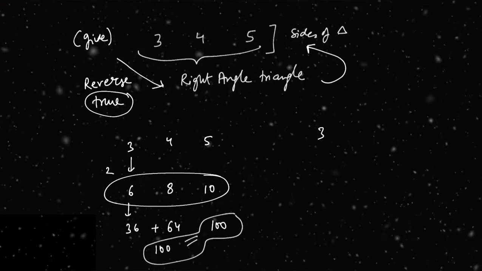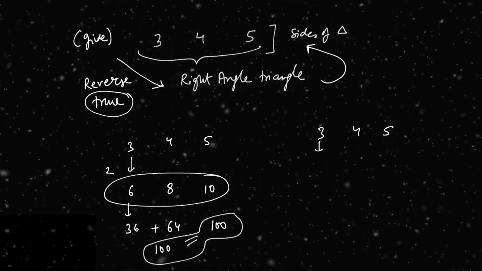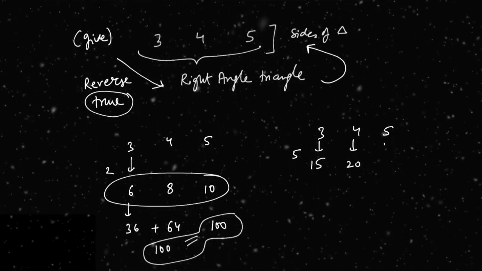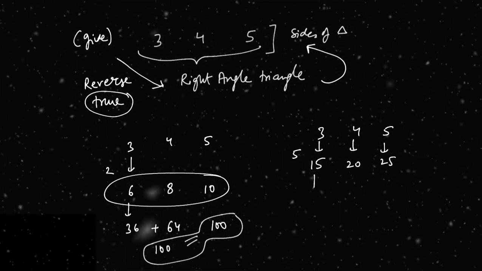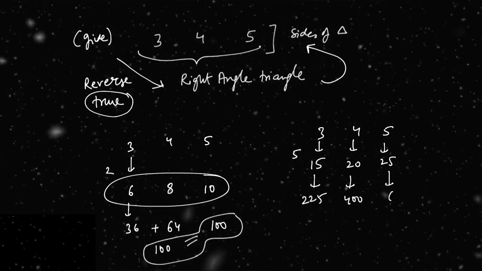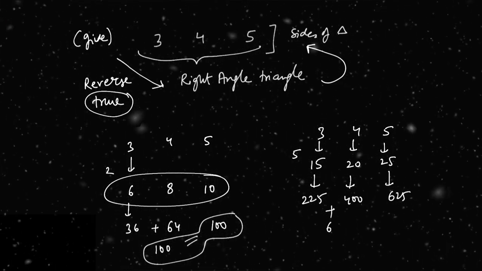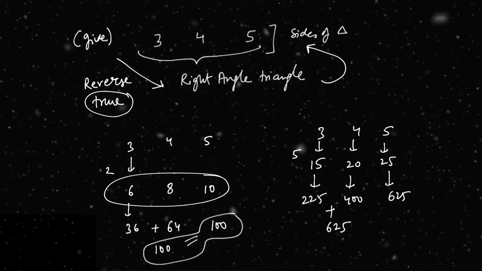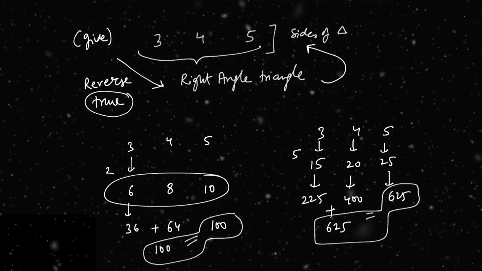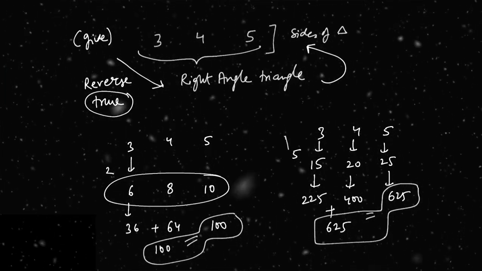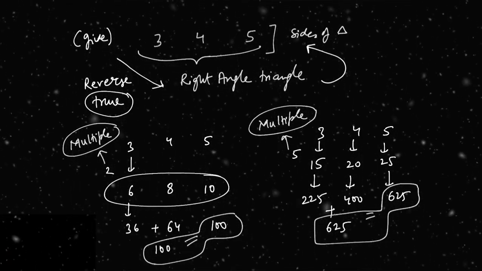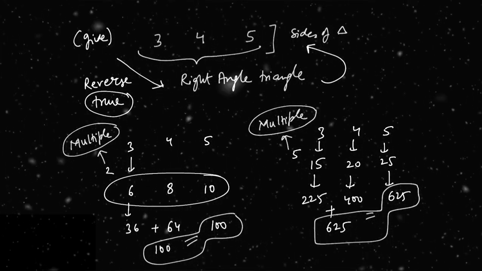Let's take one more multiple in this case. Let's take 5. If we multiply 5 by 3 we get 15, 4 times 5 is 20 and 5 times 5 is 25. Again, let's check whether it will satisfy or not. We will get 225, 400, and we will get 625. So yes, it is satisfying. It means that the multiples of the Pythagorean triplets satisfy the Pythagoras theorem. So I hope your concept is clear regarding these two multiples that we have taken.